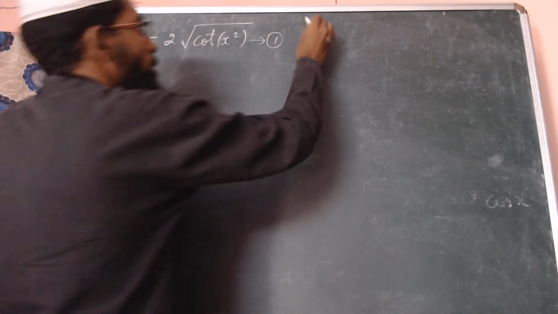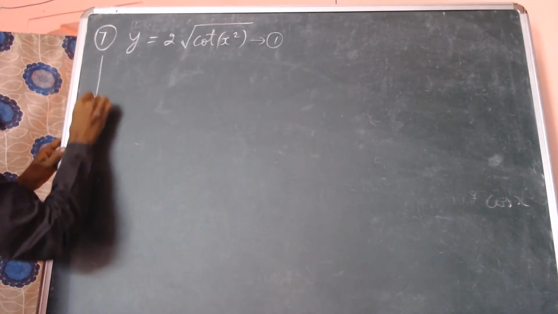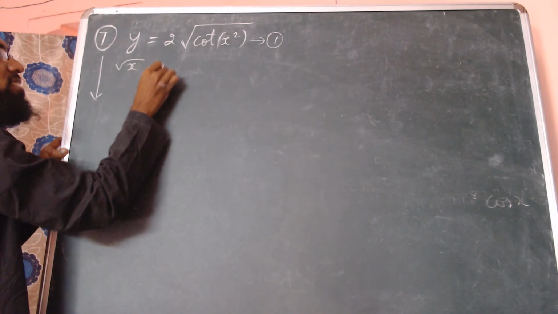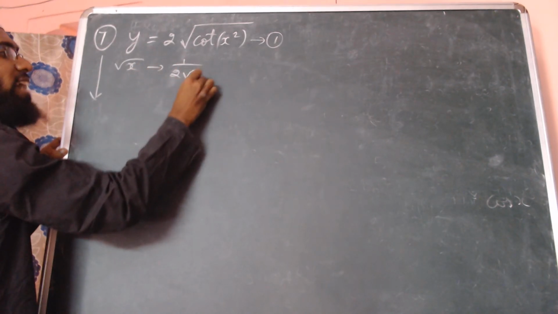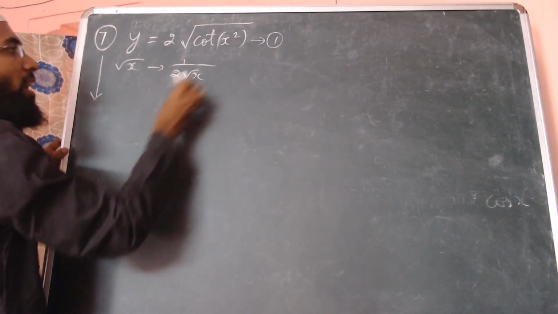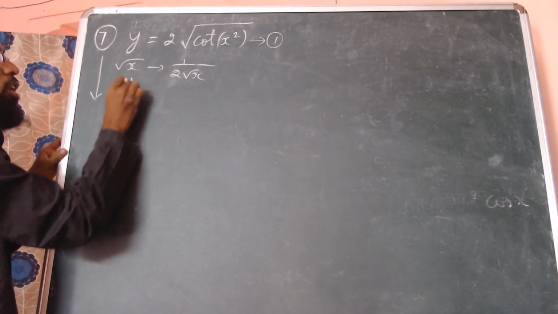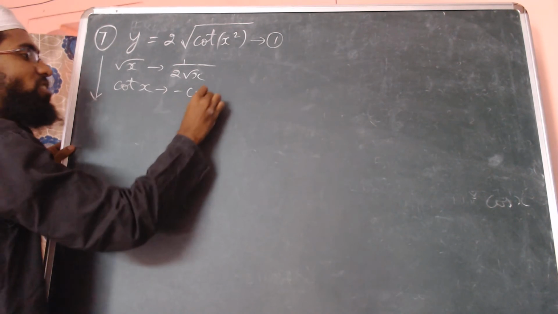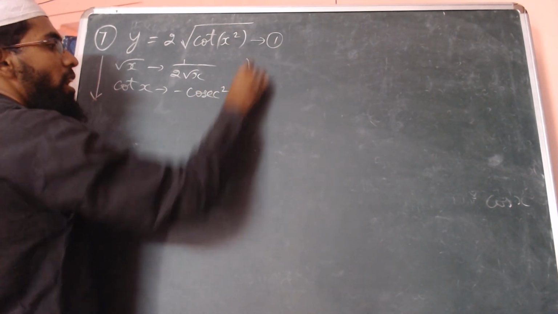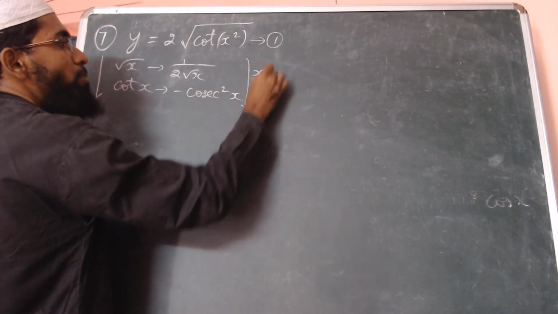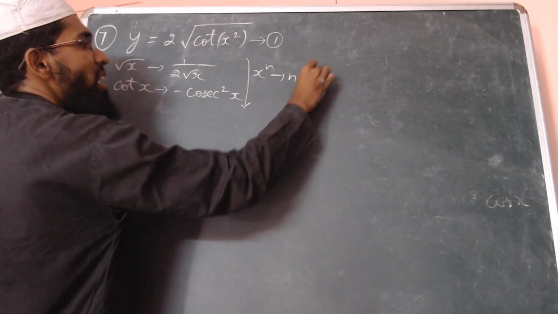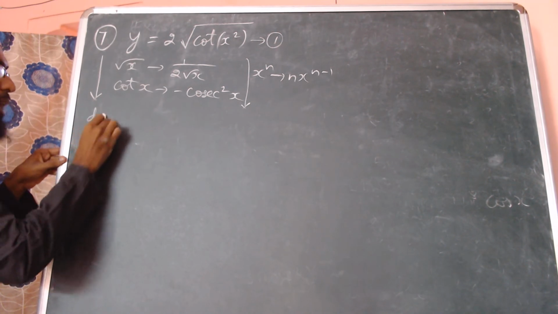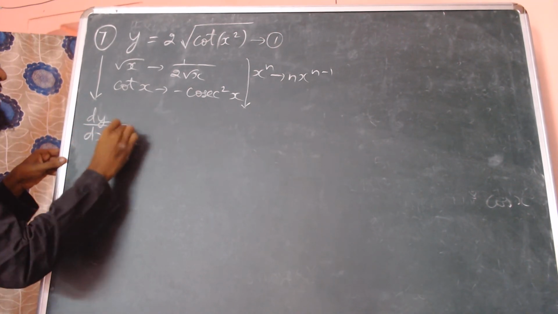The formula that I am going to use here is: derivative of root x is 1 by 2 root x, and derivative of cot x is minus cosecant square x, and derivative of x power n is n into x power n minus 1. Now if I differentiate this, I'll get dy by dx equal to right hand side.